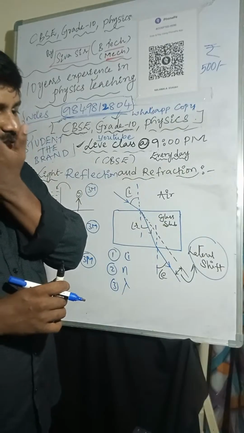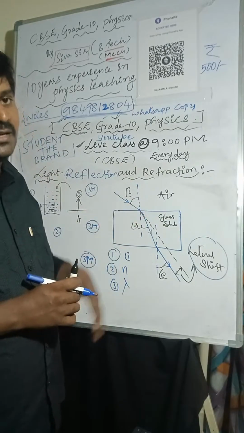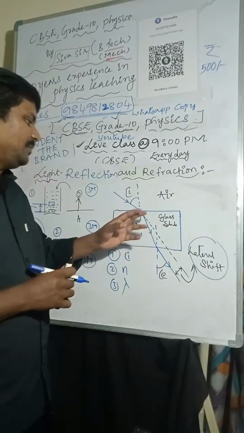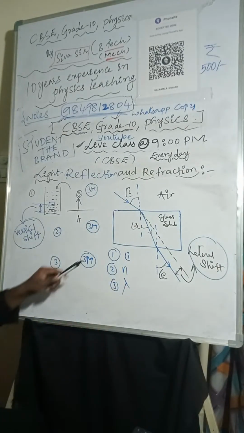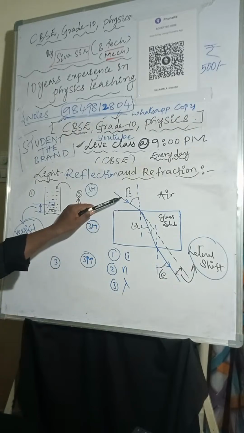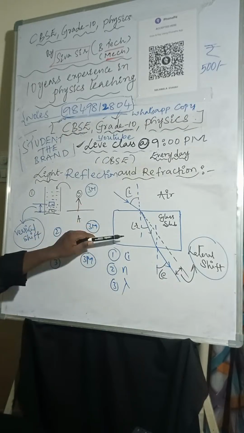Lateral shift depends on the wavelength of the light. So these are the factors it depends on. Once again, lateral shift depends on the angle of incidence, the refractive index, and the wavelength.